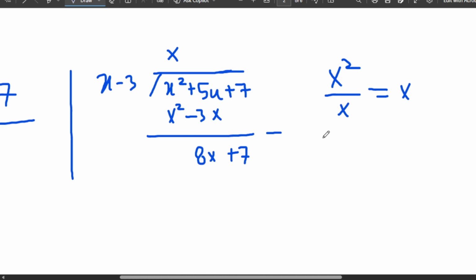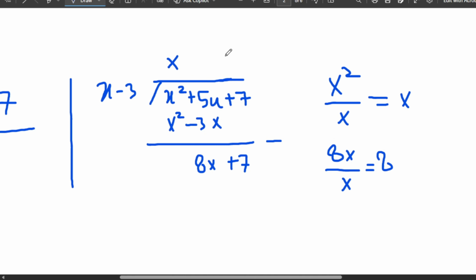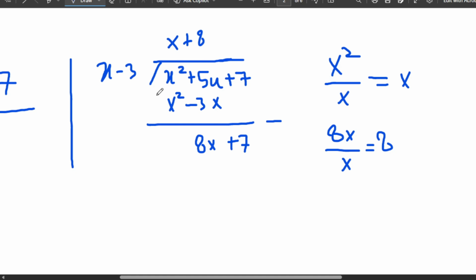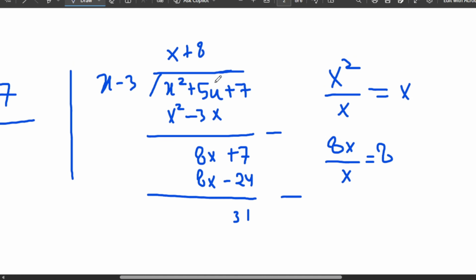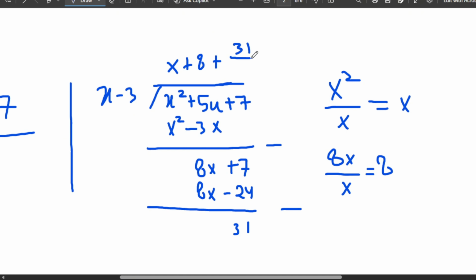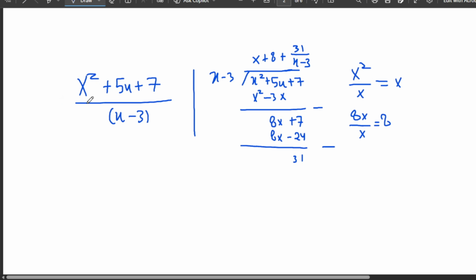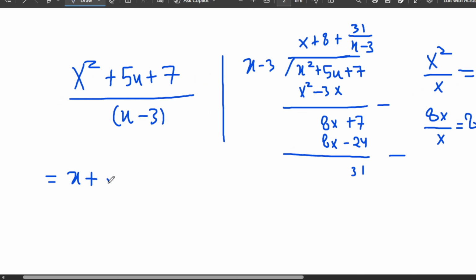Now, again, the same deal. 8x divided by our x here is 8, so plus 8, and 8 times the denominator x minus 3 is 8x minus 24. We subtract them, which leaves 7 plus 24, which is 31. So this remainder, we add 31 divided by the denominator, x minus 3. This is the same thing as x plus 8 plus 31 over x minus 3.